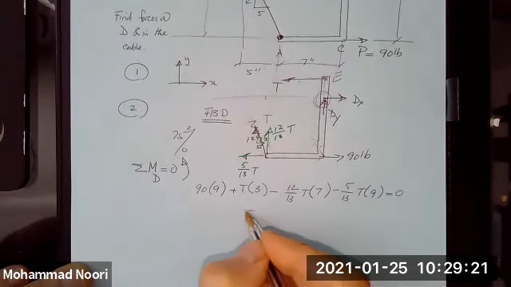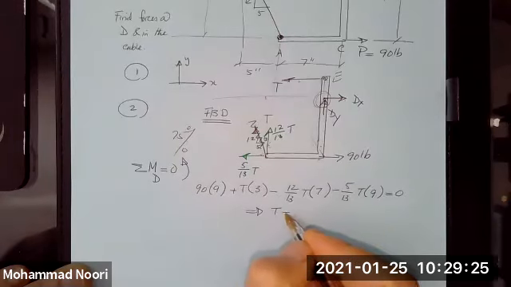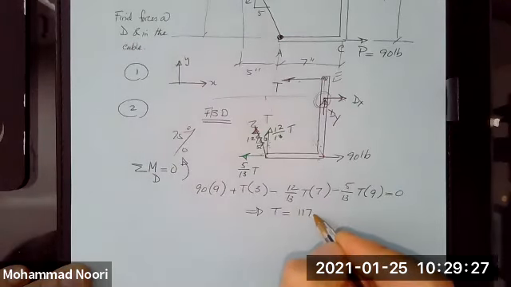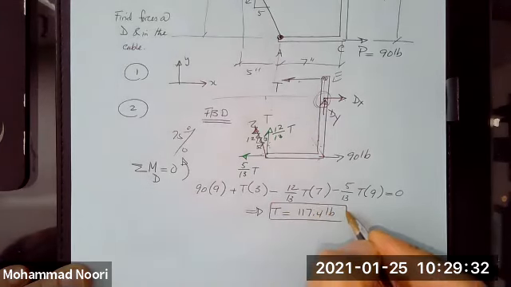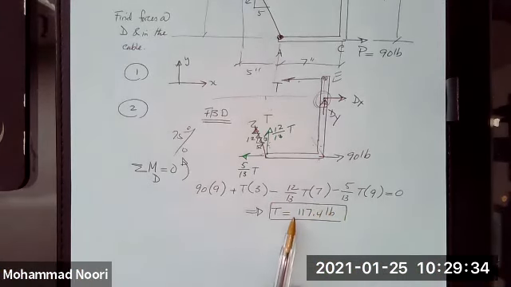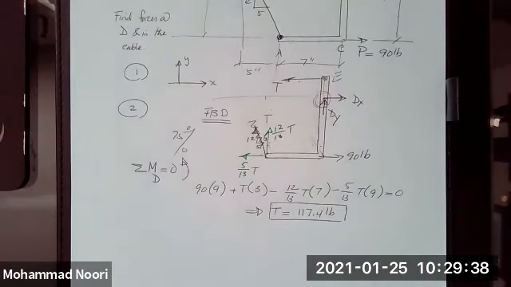And that will give you, if you solve that, T comes out to be 117.4 pounds. And it came out to be positive. That means the assumed direction for T is correct. Any questions?